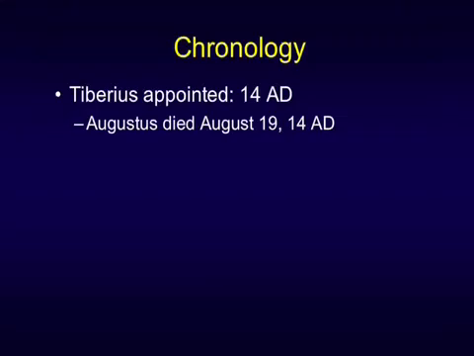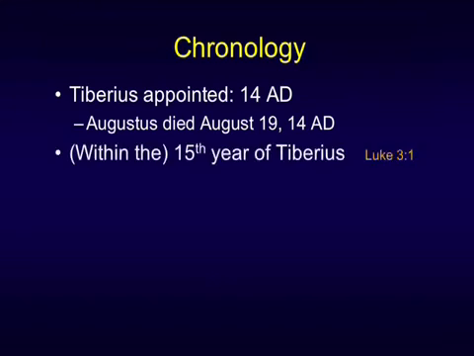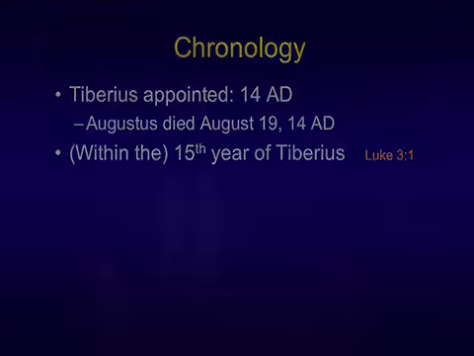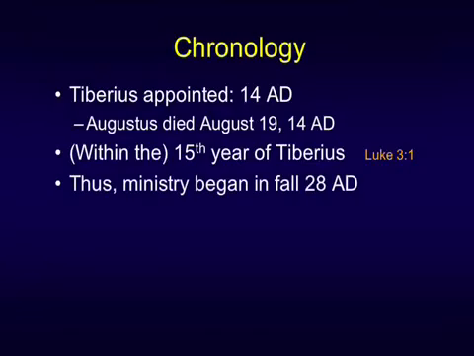Talk a little bit about chronology, because that's going to affect what I'm going to show you. This chronology is not necessarily correct. There are many good scholars with different views. We know that Tiberius was appointed in 14 AD. Augustus actually died August 19th of 14 AD, and Tiberius was his successor. So we know from Luke chapter 3, verse 1, it was within the 15th year of Tiberius. So you don't add 15, you have to add 14 to the year. Do you follow me? Because it's during that year. So thus the ministry began, we believe, in the fall of 28 AD.